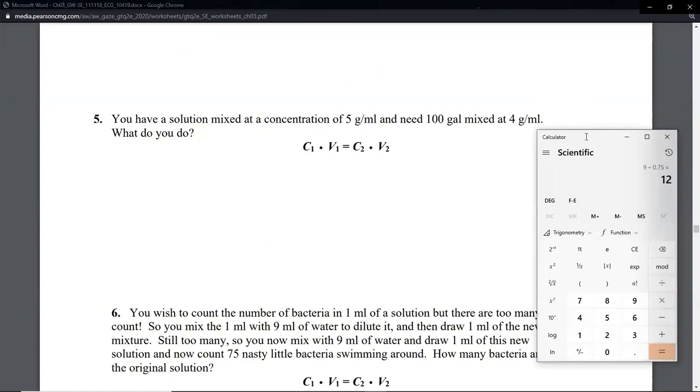All right, so you have a solution mixed at a concentration of 5 grams per milliliter. Oh, good Lord, solution, volumes, mixtures of concentrations? This is terrible stuff. I don't understand this.